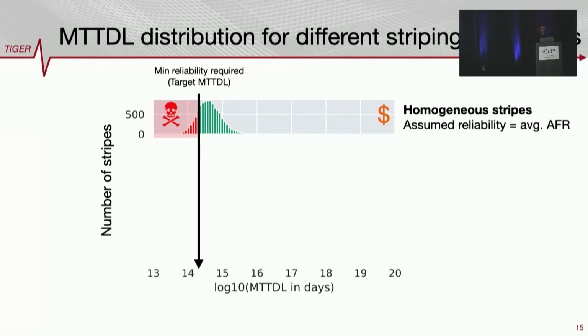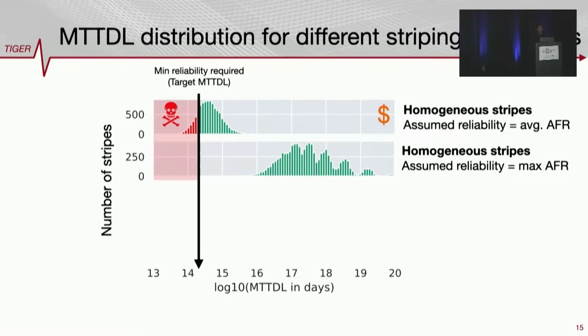So, when you have homogeneous stripes assuming an average AFR for the whole cluster, we see that some of the stripes are indeed underprotected. The black line in the center is showing the target reliability you want to always meet. So, some stripes end up being under reliable. More often than not, cluster administrators assume the reliability of all disks, the AFR, to be the max AFR that they have ever observed, in which case all the stripes are sufficiently protected, but actually are much more overprotected.